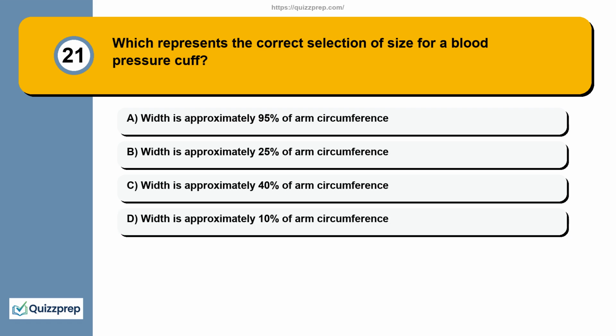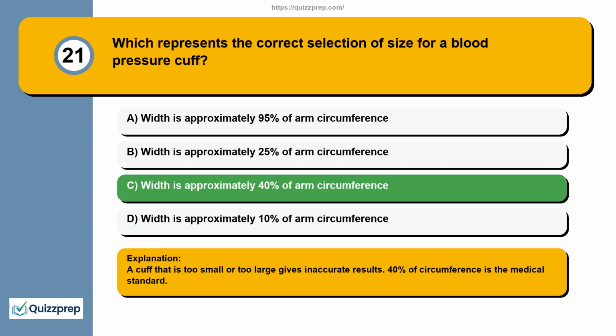Question 21. Which represents the correct selection of size for a blood pressure cuff? Width is approximately 95% of arm circumference. Width is approximately 25% of arm circumference. Width is approximately 40% of arm circumference. Width is approximately 10% of arm circumference.